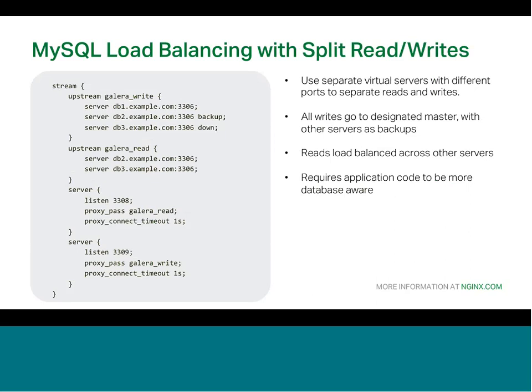The downside of this approach is that it's a little more complex in that it requires your application code to be more database aware. You have to split off reads and writes to different ports on the application side. In this example, if NGINX gets a request to port 3308, it can assume it's a read and then load balance it across the read servers, and if it gets a request to port 3309, it assumes it's a write and sends everything to the single write master. This is how you accomplish split reads and writes with NGINX and MySQL, and it does require support on the application side.